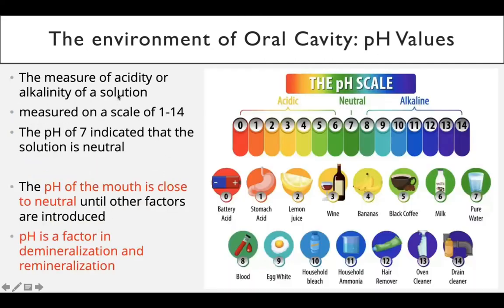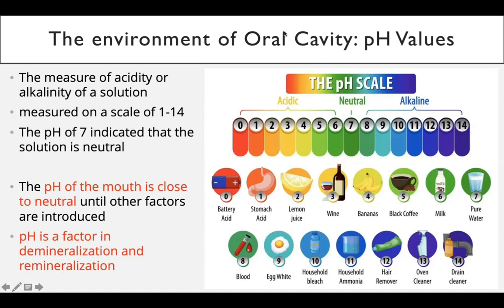pH values, you already know a lot about this. The measure of acidity or alkalinity, or basicity, of a solution is known as pH, measured on a scale of 1 to 14, where 7 is neutral and less than 7 is acidic, towards 0 being more acidic. As alkalinity increases, it is more basic. So towards the neutral is least acid and least basic, and these are some examples of the acidity and basicity of things.